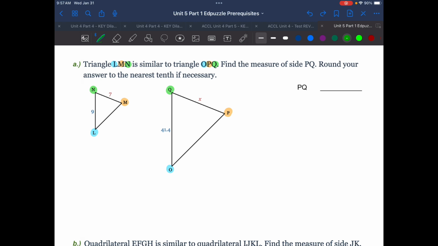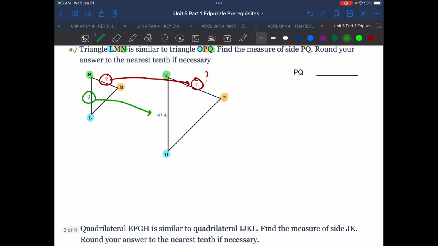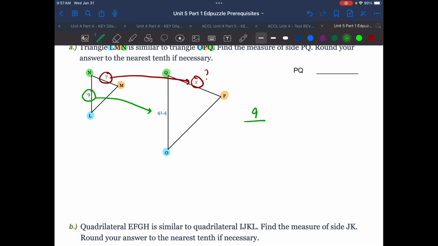So here we go. What I'm going to say here is 9 is to 41.4 the same way 7 should be to x. But we don't know x, so we're going to write and solve a proportion. So I'm going to say 9 is to 41.4 as 7 is to x. Now you're going to need a calculator for this, guys. And if you notice, we are going to round our answers to the nearest tenth if necessary.